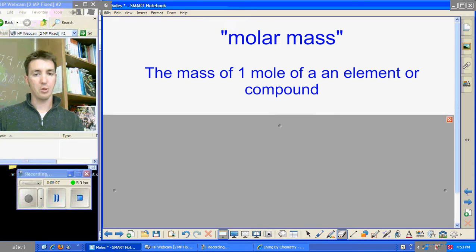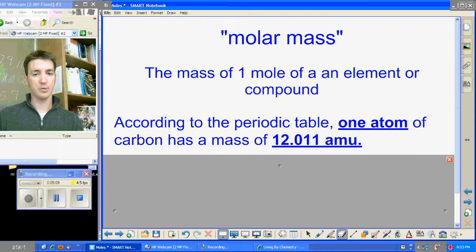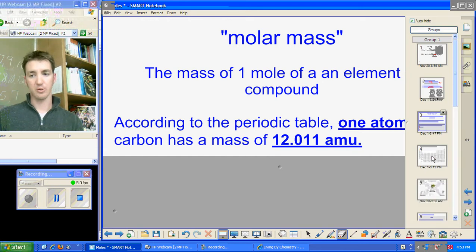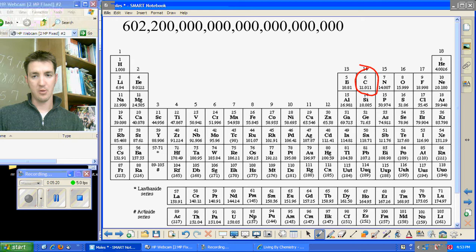So according to the periodic table, if we back up a little bit, we know that one atom of carbon has a mass of 12 AMU. So if we look at the periodic table, carbon, there you go, 12.011 AMUs. That's 12 protons plus neutrons in the average atom.